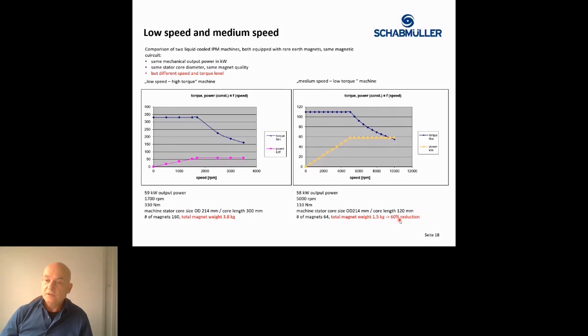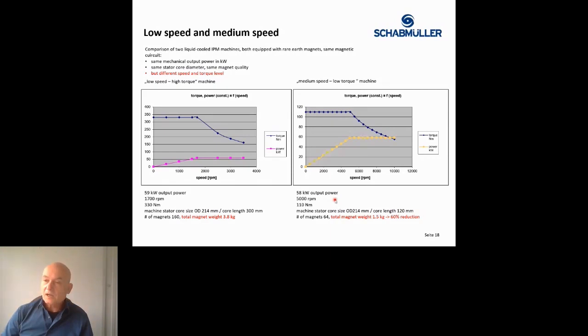So the difference is just here we create the power with a lot of torque, and here we create the power with a lot of speed. And this makes those machines so different.